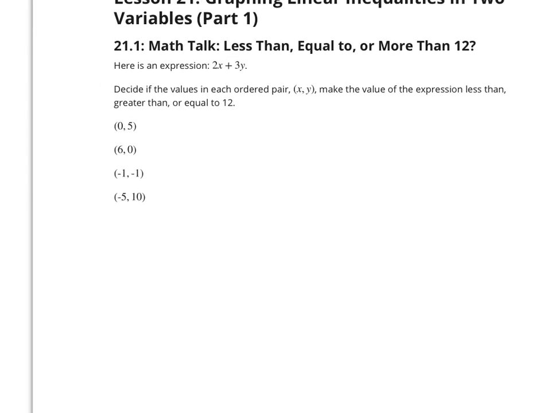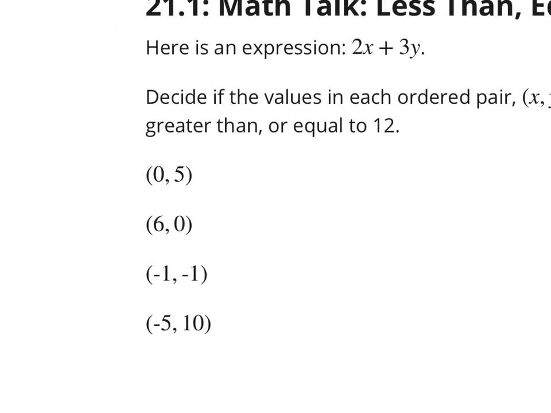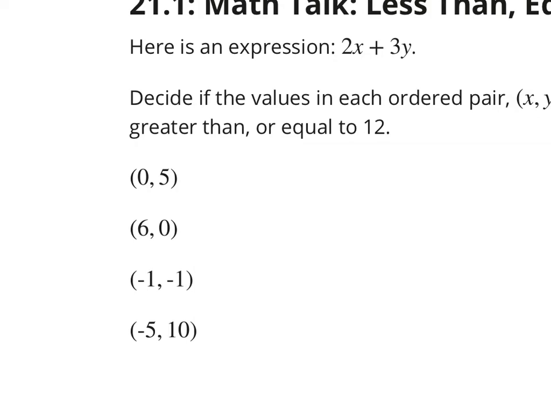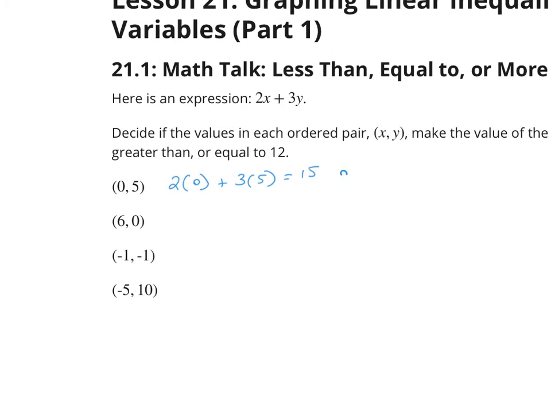Decide if the values in each ordered pair, x, y, make the value of the expression less than, greater than, or equal to 12. So go ahead, pause the video, and try the first one on your own. All right, so the first one, all I'm going to do is plug this in for x and y. So 2 times 0 plus 3 times 5. And this is going to be equal to 15. So that means my values will make this expression greater than 12.